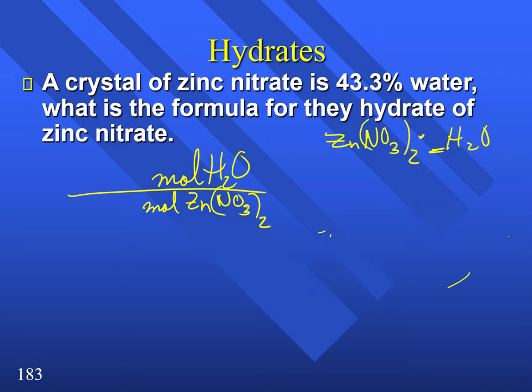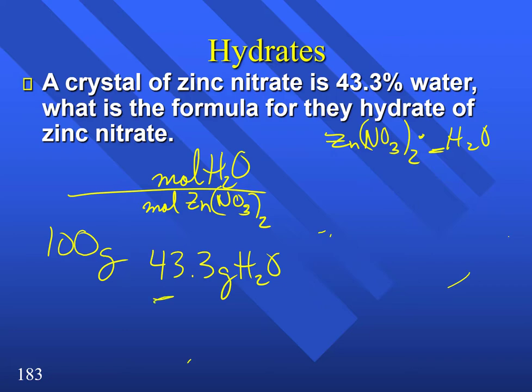I am going to pick 100 grams. Why would I pick 100 grams? Because then I have 43.3 grams of water and 56.7 grams of zinc nitrate. Because anything that's not water has got to be zinc nitrate. Oh, got that wrong. The 3's inside, there's a 2 outside. I have grams. I don't want the grams of those. I want moles of those.